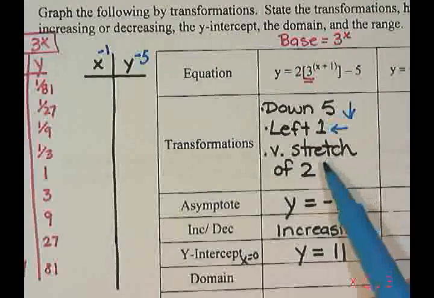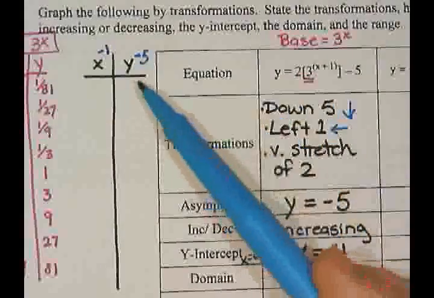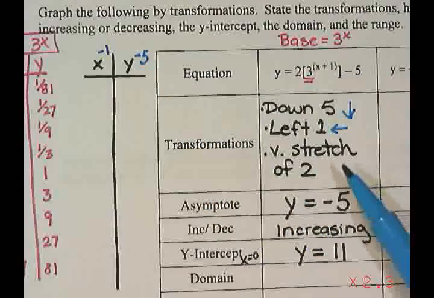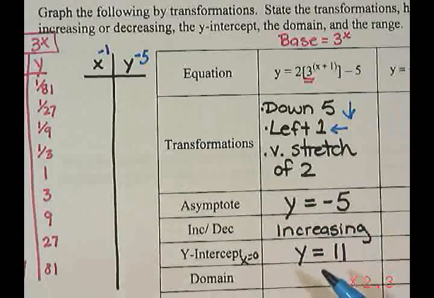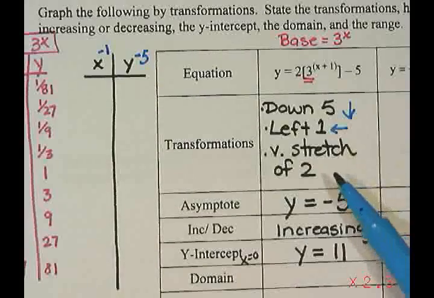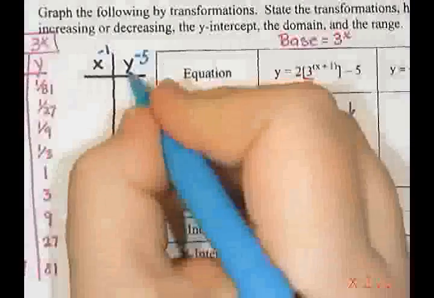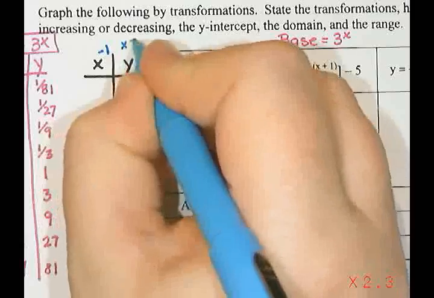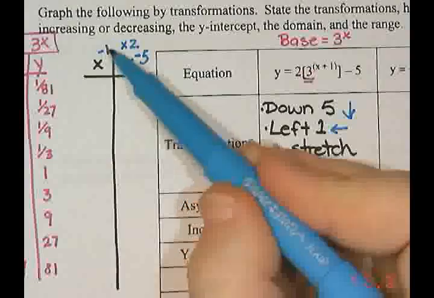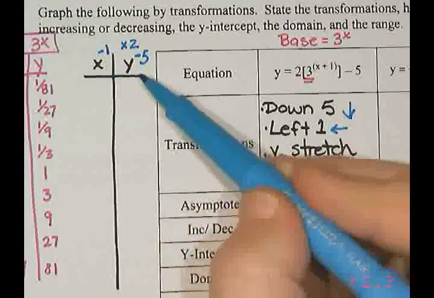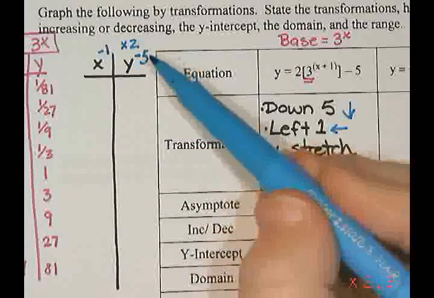And then the vertical stretch of 2 is going to change my y values. When we stretch, we multiply, and if we compress, we divide. So a stretch of 2 means I'm going to multiply my y value by 2. So for the x, we are just going to subtract 1. And for the y values, we're going to multiply by 2 and then subtract 5.